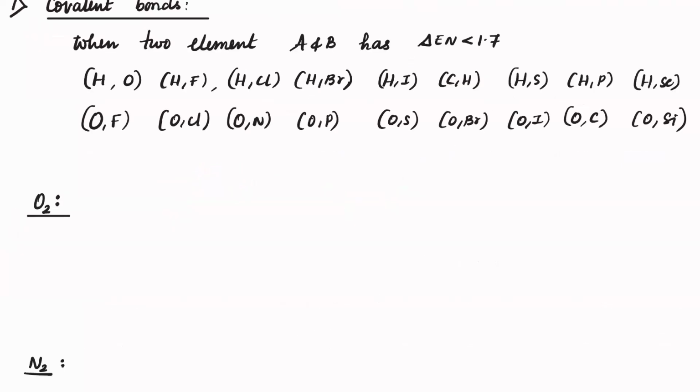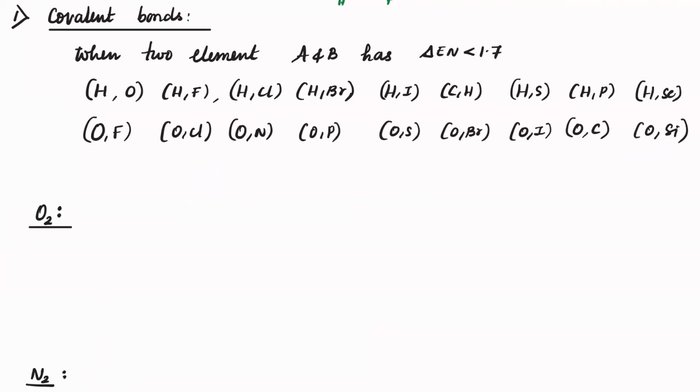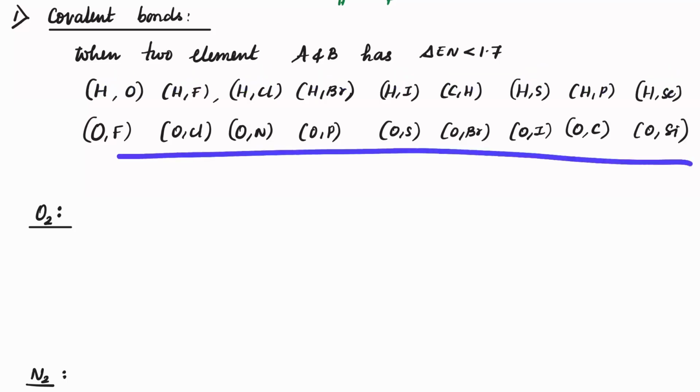Now, whenever we want to make a covalent bond, we have learned in periodic properties that the electronegativity difference between the two atoms must be less than 1.7. If it is less than 1.7, typically we expect them to form only covalent bonds. Ionic bonds are less likely to happen. So the same thing happens here between H and O, H and F, H and Cl, H and Br, H and I, C and H, H and S, H and P, H and Se. All of these would form covalent bonds.